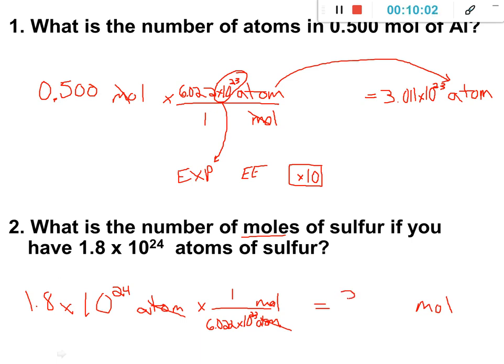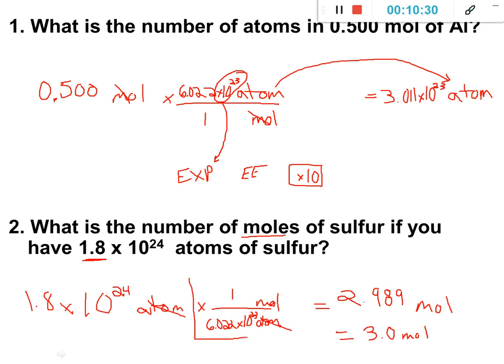So our final answer is about 2.9890, and so on. But remember, we're going into the calculation with only 2 significant digits. So we're going to have to round our answer to 2 significant digits. So this is going to be rounded up to 3.0 moles.